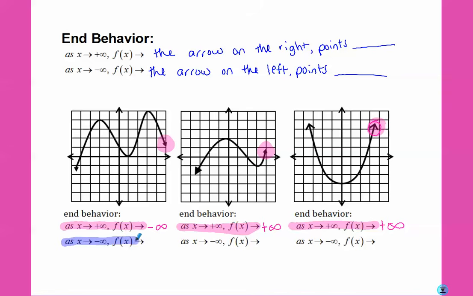Now let's look at the left arrows, which I'm going to do in blue. So as x goes to negative infinity, f of x is pointing down, so it's also going to negative infinity. As x goes to negative infinity, so the left, also pointing down, goes to negative infinity. And as x goes to negative infinity, f of x this time is pointing up, so it's going towards positive infinity.